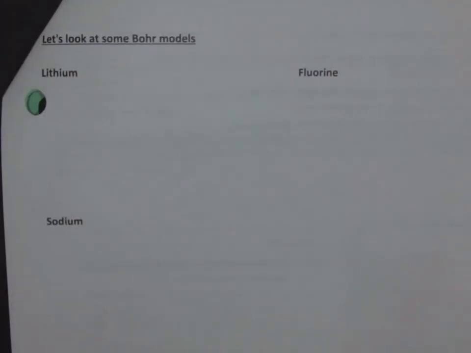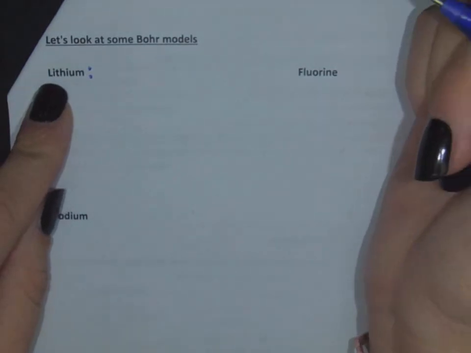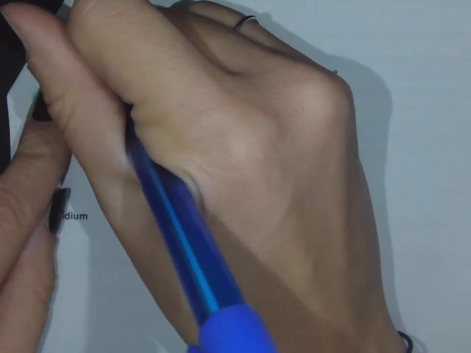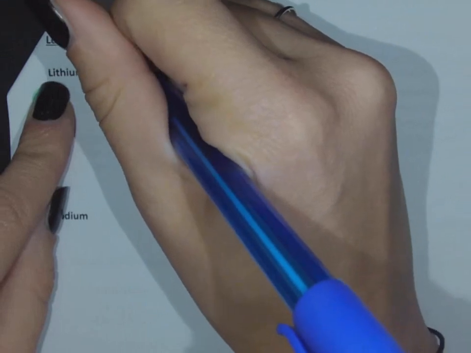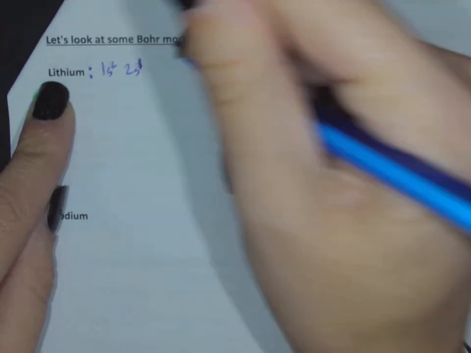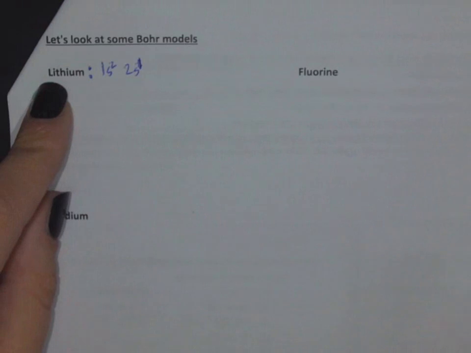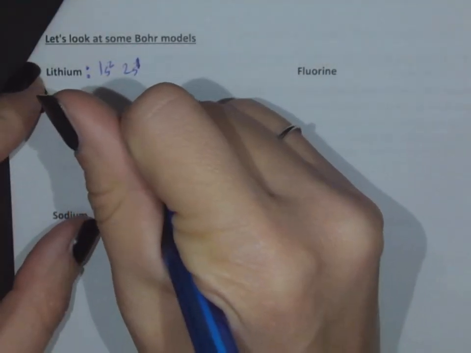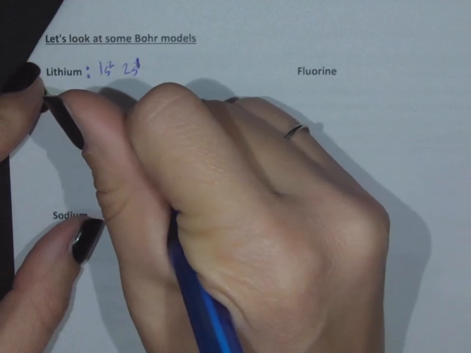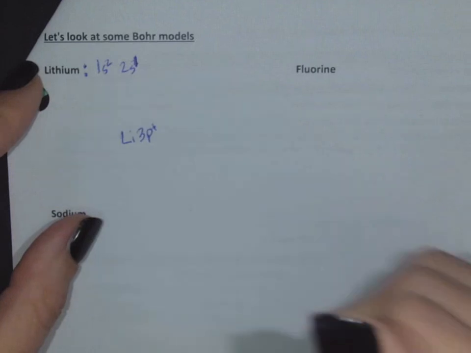Okay. Let's build Bohr models to discuss this. So lithium, let's write the electron configuration. We know how to use our periodic table and know that lithium is 1s2, 2s1. Okay. So lithium, like we've been drawing, it's got 3 protons.